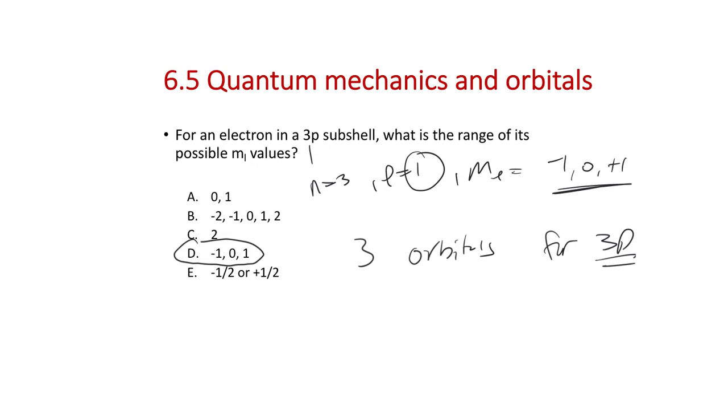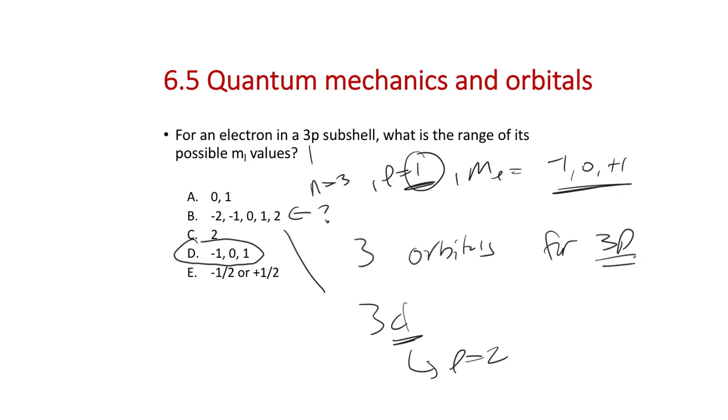Now, what I wanted to make sure doesn't get confusing is that when n is 3, L could have been 2. And if L were 2, then the range of m sub L's is minus 2, minus 1, 0, 1, 2. You may have been looking at this answer here and saying, why is that not the answer? Well, that would be the range of values for the 3d subshell. D is where L is 2. So when n is 3, L could be 2, but L is just not 2 for the 3p subshell. The specific value of L for the 3p subshell is only the 1.